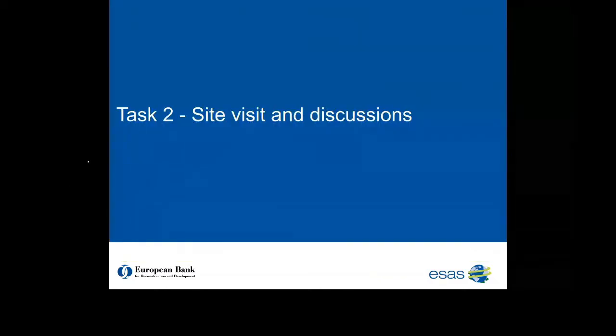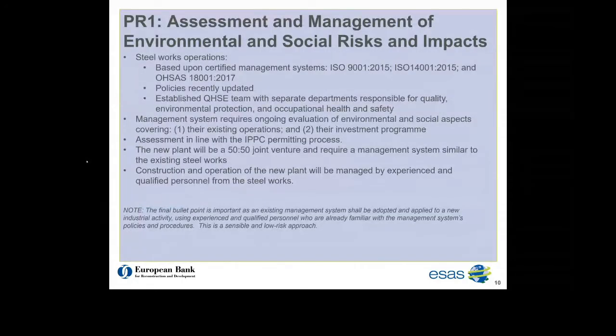Now, during task 2, the site visit and discussions, additional information on the existing steelworks operations became clear. So they have an existing certified management system covering quality, environmental management, and health and safety. They had recently updated their policies, and critically, they've established a quality, health, safety, and environmental team with separate departments responsible for quality, environmental protection, and occupational health and safety.